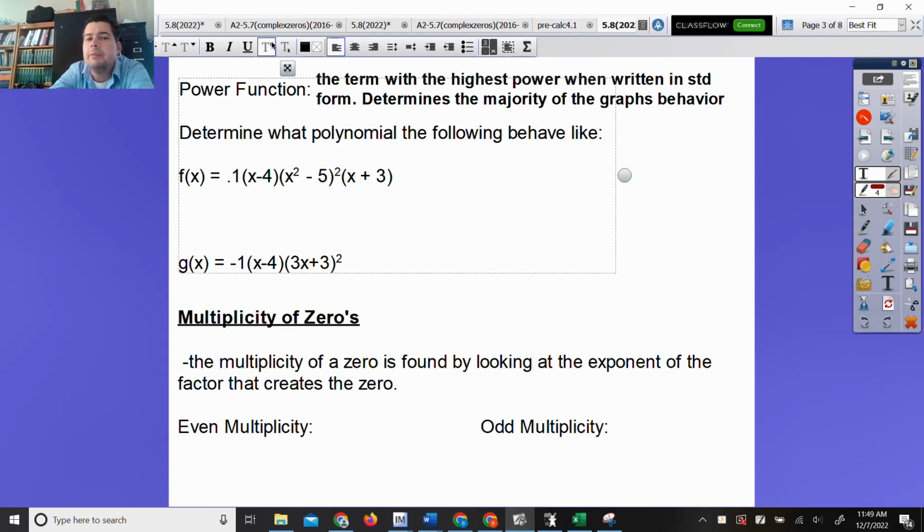I also modified the problems just a little bit. I don't know where you're at yet.